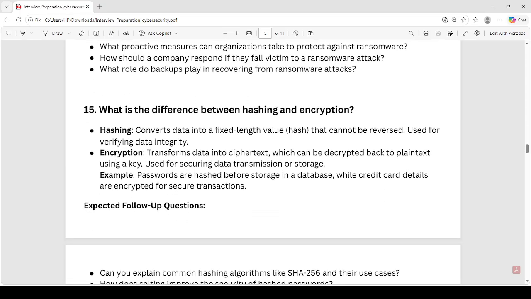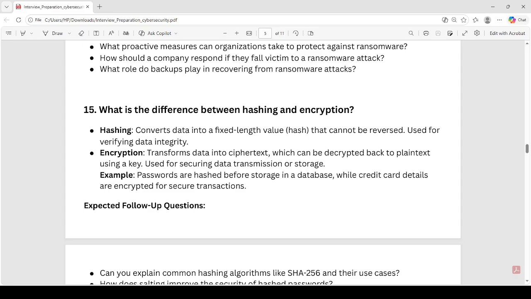Question number 15. What is the difference between hashing and encryption? This question is commonly asked by Twitter. So hashing converts data into a fixed length value that cannot be reversed, used for verifying data integrity.